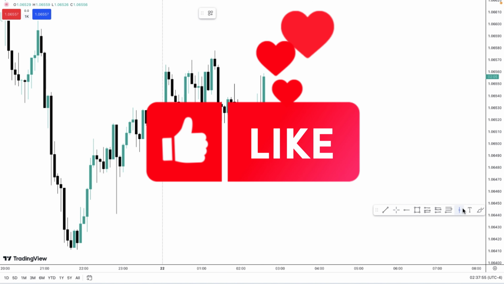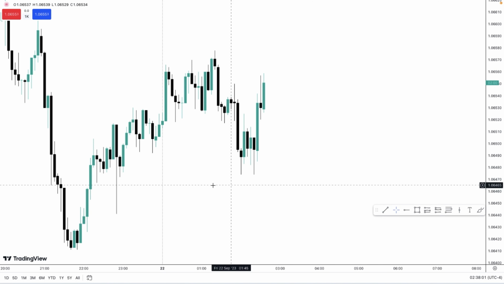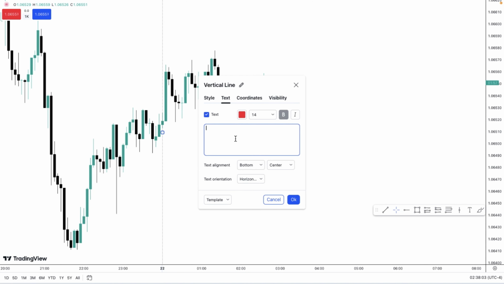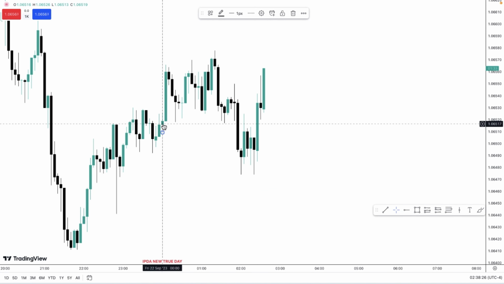So for tonight, we're going to mark... Why is this not marked? It should be marked IPTA New True Day. The reason I put true is because I'm trying to emphasize that that's the actual new true day. It's like the real opening price for the day. So that's the opening price that smart money uses. All smart money traders know the opening price is at 12 a.m.